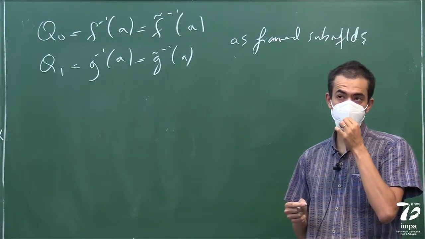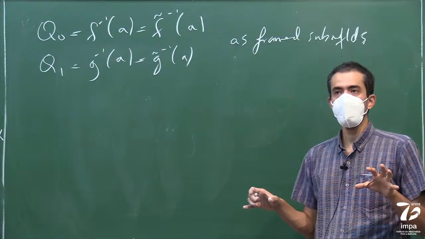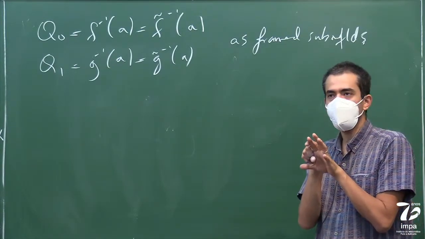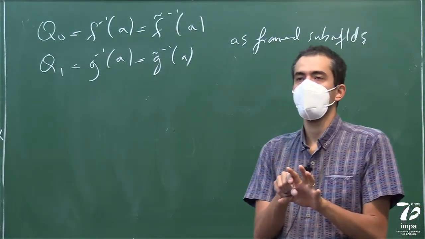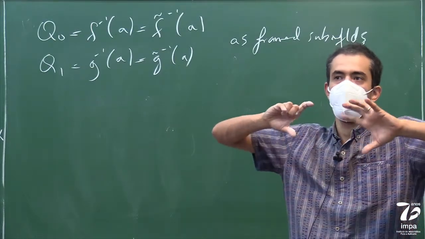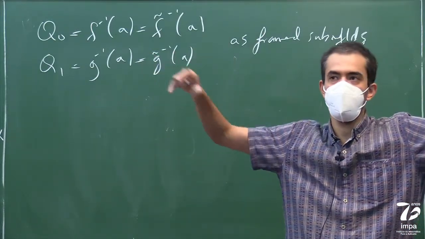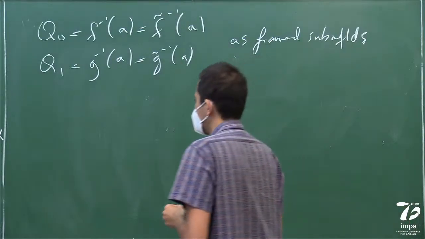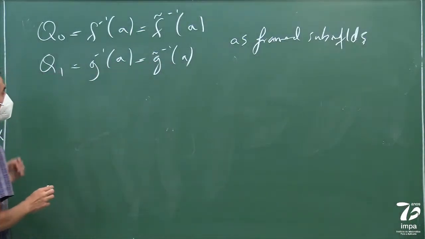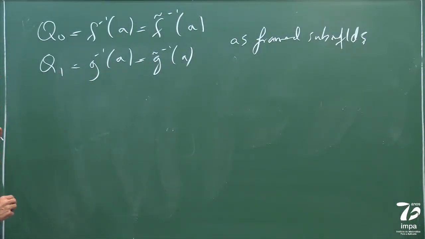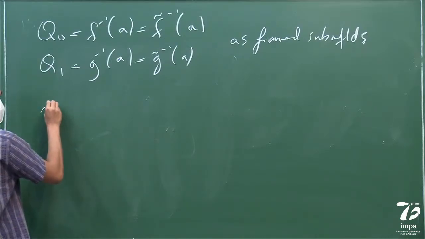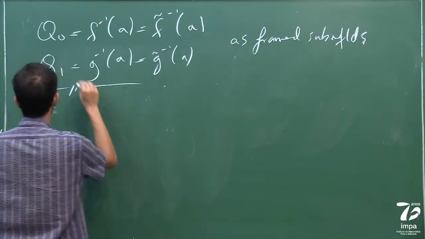So the first step is to homotope them, to make them equal in the neighborhood of A. And then we're going to homotope them away from the neighborhood of A, so then they're kind of equal. Okay, so what you do is, first you see that in the neighborhood of A, you have the following property. So now let's just look at Q0.